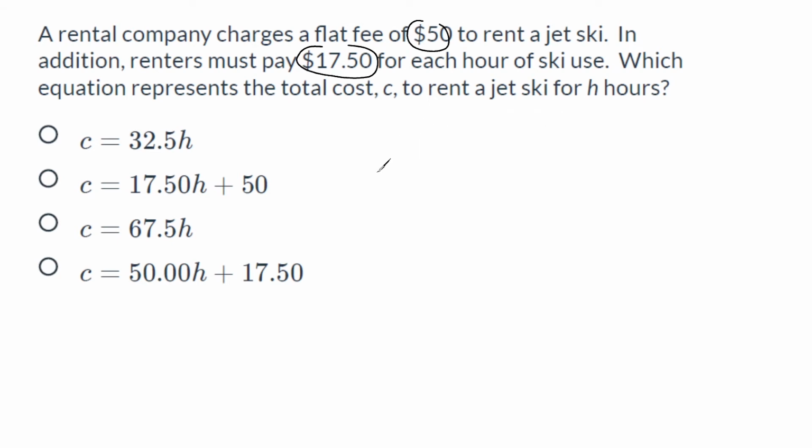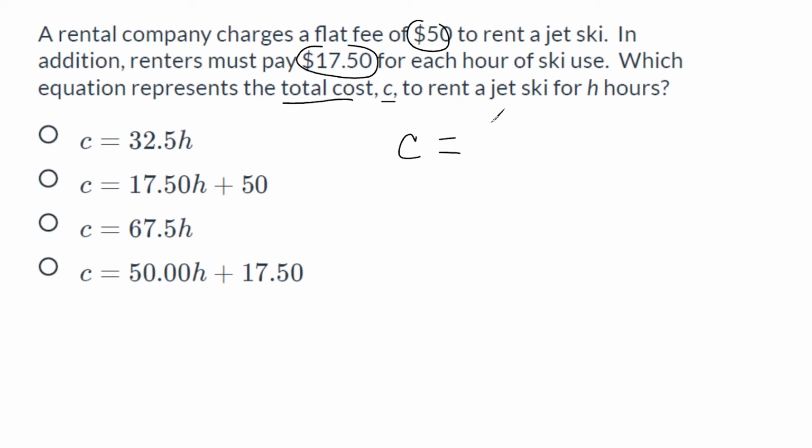Okay, what we're going to ask ourselves first is, what are we looking for in this problem? Well, what we are looking for is the total cost represented by C to rent a jet ski. And whatever you're looking for is what you write first. So let's write the letter C and then set that equal to whatever we have to do to figure out the total cost to rent a jet ski.